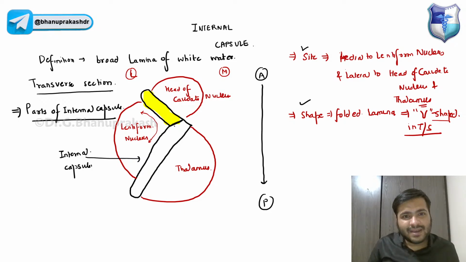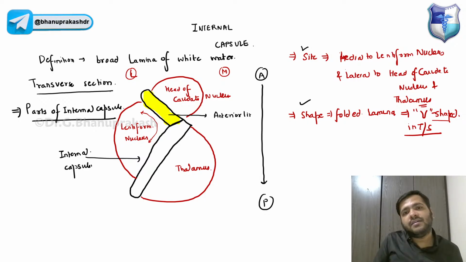It is between the head of the caudate nucleus medially and the lentiform nucleus on the lateral side. So what comes in between is the anterior limb. Similarly, we have the posterior limb also.